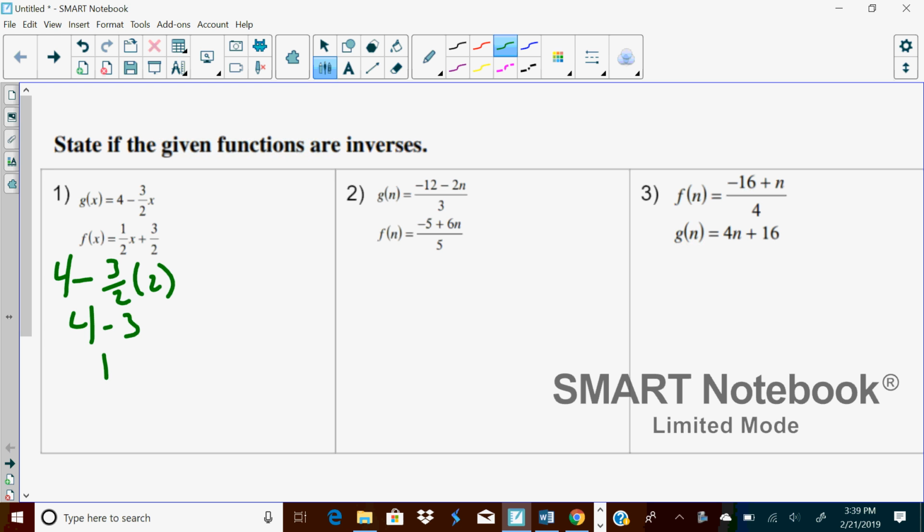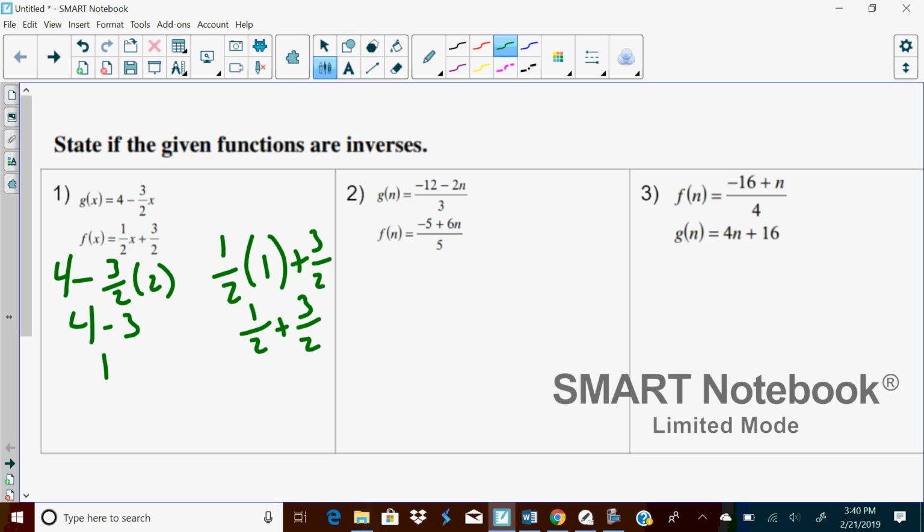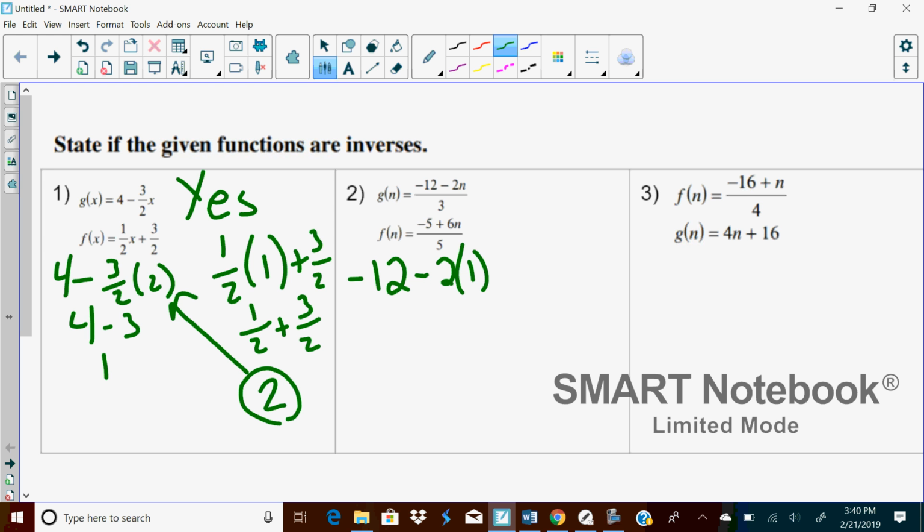And then I plugged 1 in for f of x. So I got 1/2 times 1 plus 3 over 2, or 1/2 plus 3 over 2, which is 4 over 2, or 2, which is the original number I plugged in. So the answer is yes, they're inverses. Problem number 2, I plugged in 1 to the first one and got negative 12 minus 2 times 1 over 3. So I got negative 12 minus negative 14 thirds.